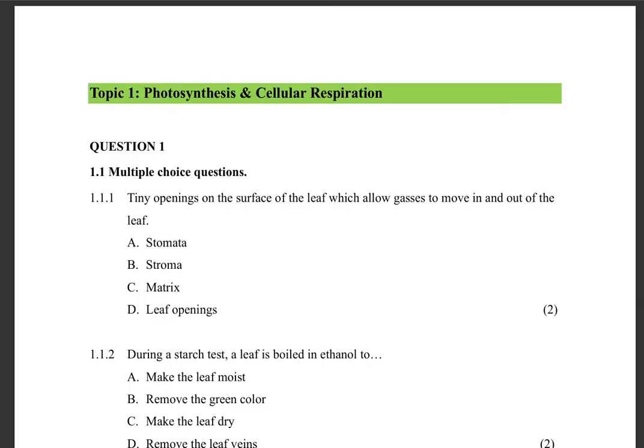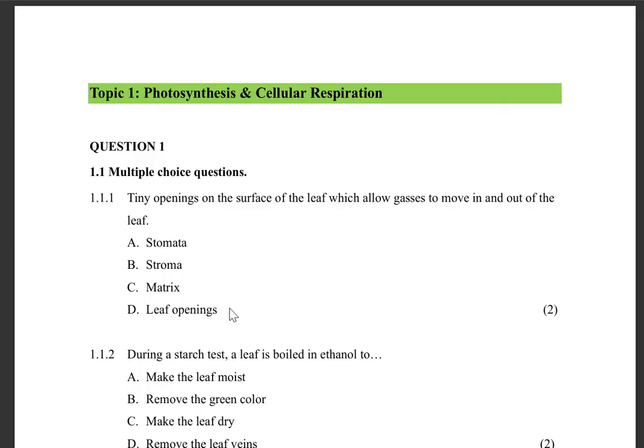Our first question, 1.1.1, it's talking about tiny openings on the surface of the leaf which allow gases to move in and out of the leaf. Obviously, with the multiple choice questions, guys, we are provided with about 3 or 4 options. So in our question paper, we are giving you guys 4 options. And from those 4 options, only one option is correct. So you need to choose the correct option. So Lana will just circle the correct answer. So is it the stomata, the stroma, the matrix, leaf opening?